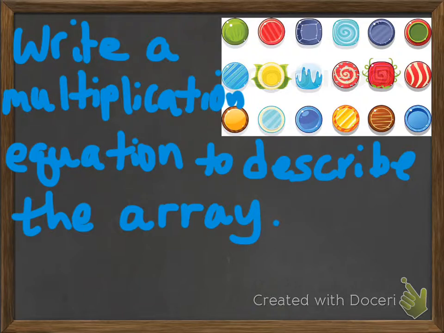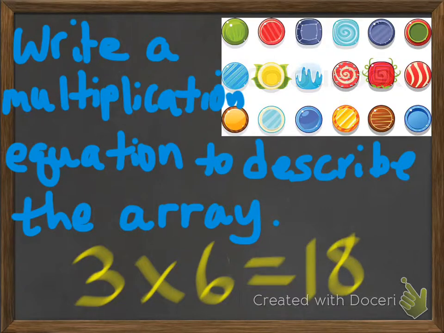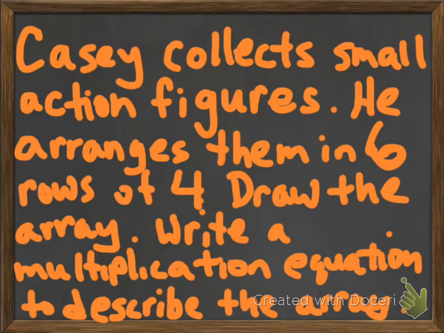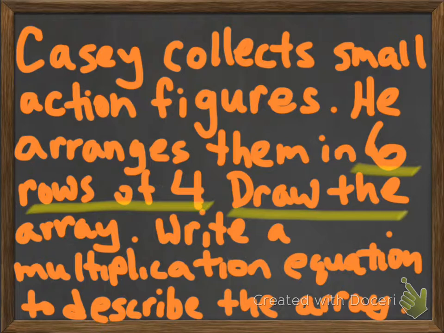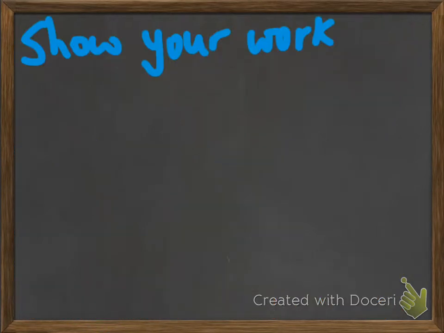Now we can write a multiplication equation to describe the array. We have 3 rows, or 3 groups of, times 6 in each row, for a total of 18. Let's take a look at this problem. Casey collects small action figures. He arranges them in 6 rows of 4 in each row. Draw the array and write a multiplication equation to describe the array. So go ahead and pause the video and show your work.